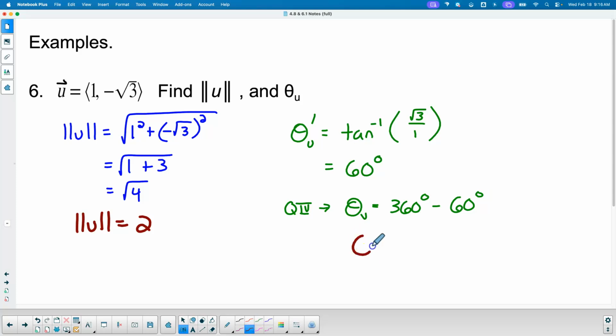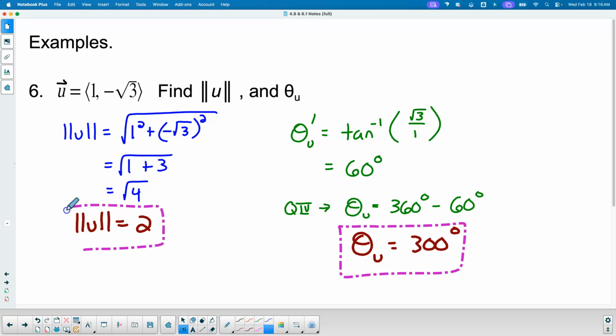So the actual direction angle for vector u, I put vector v there for a second, is 300 degrees. Questions, comments, concerns, clarifications? Okay.